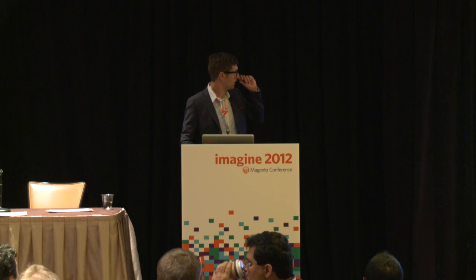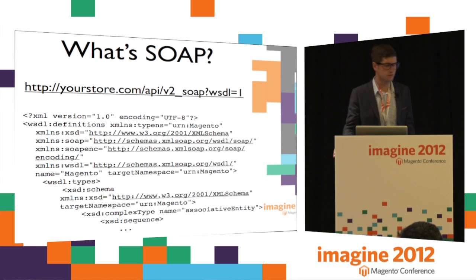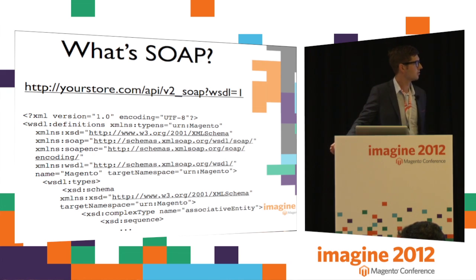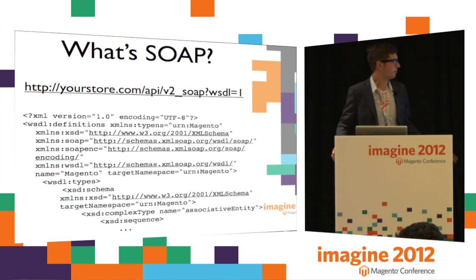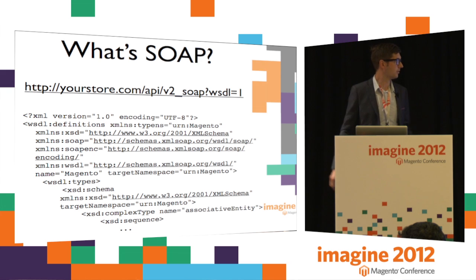So I wanted to talk about SOAP to start with. This big convoluted mess of XML here is a snippet from a WSDL, or a web service description. Basically, a SOAP server, like the one that's installed on all the Magento stores, generates this and spits it out for the client to interpret. It's not really for humans to read. It just describes what services are available and what inputs and outputs you're going to get from it.